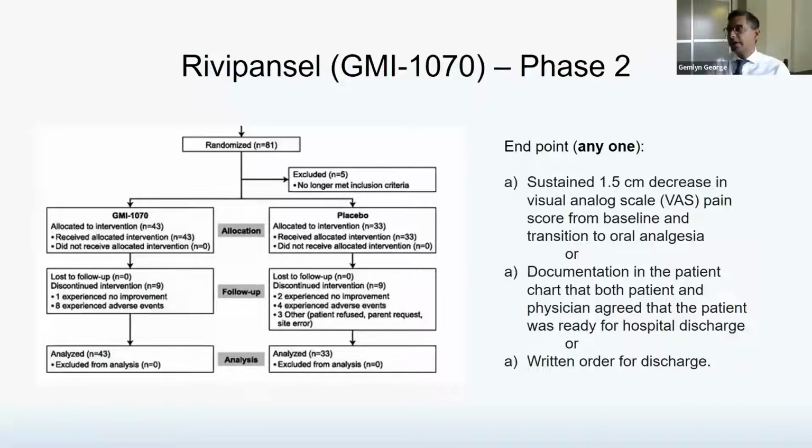So in the phase 2 trial, it was studied with a composite primary endpoint of a resolution of vaso-occlusive crisis, which is defined as when any one of the following occurred. A 1.5 centimeter decrease in a visual analog scale and transition to oral analgesia, or documentation in the patient's chart that both the patient and the physician agreed that the patient was ready for discharge, or a written order of a discharge was placed.